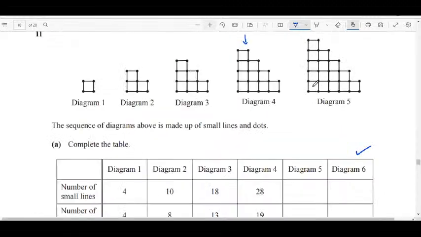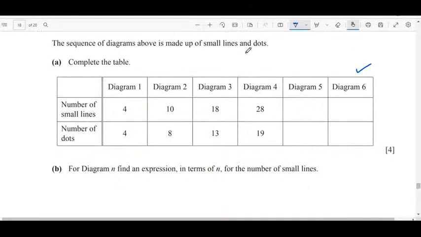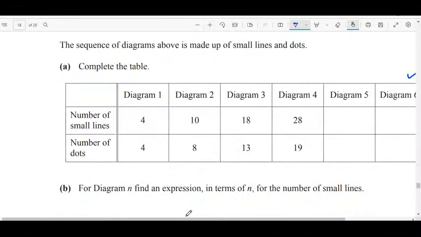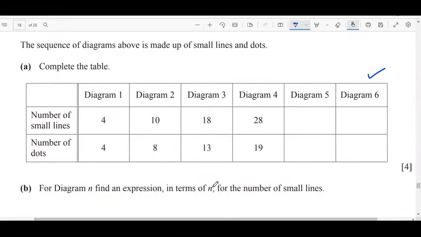I'll zoom in. Forget about whatever it is. You can see that there would be a sequence. Okay, so we have two sequences. One is called the number of small lines and the other one is the number of dots. Let's talk about the first one.